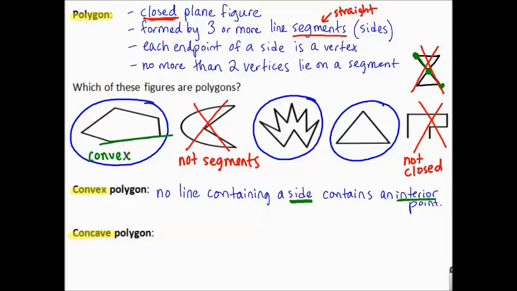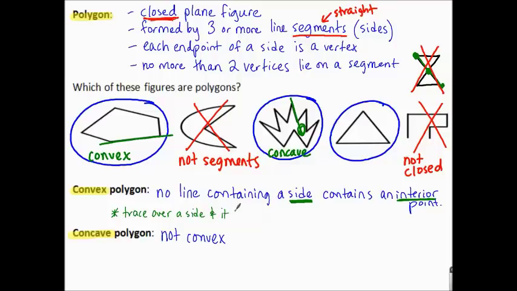This one, therefore, is convex. Here, if I pick a side such as this side and I trace it and I keep tracing it, now I've arrived at the interior. It's reached an interior point. So this one is not convex. And if it is not convex, we call it concave. This is an example of a concave polygon. Concave, we can simply define as not convex, not convex.